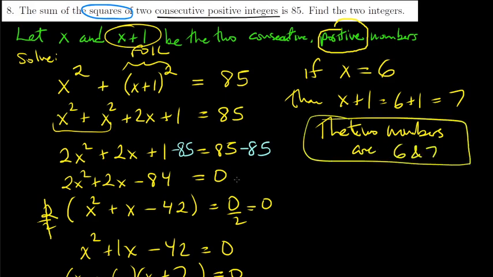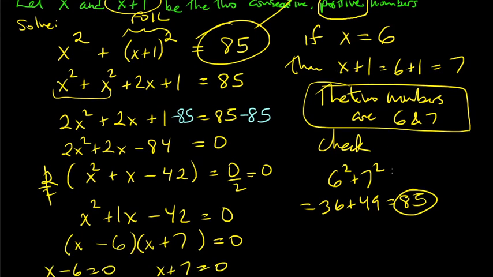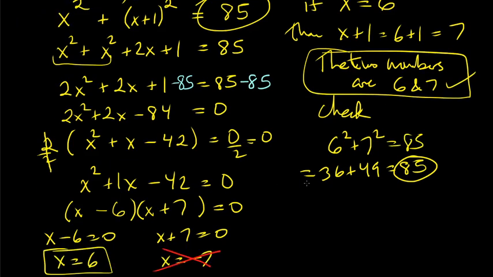And that's it, right? Two consecutive numbers are both positive, right? And you can check, right? If I take the sum of the squares, 6 squared plus 7 squared, I get 36 plus 49, which is indeed 85. And that was the 85 here. That's the sum of the squares of the two numbers. So we know this is correct. 6 and 7 are the two numbers.